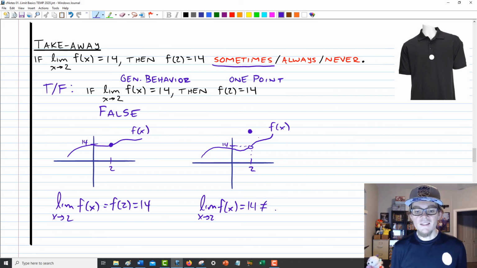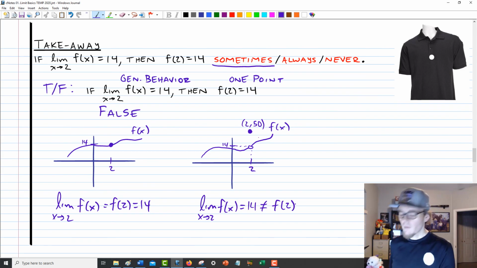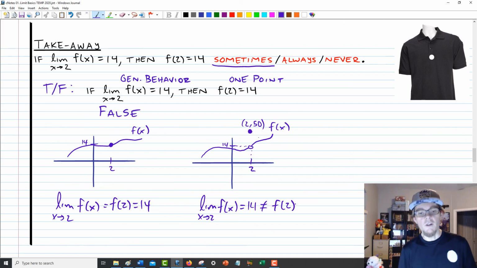But unfortunately, that doesn't equal f of 2, which is some other number. Maybe this would be the point (2, 50), in which case those two are just not the same. So one doesn't imply the other. The limit only describes the general behavior, while the function value describes the specific behavior of the function.